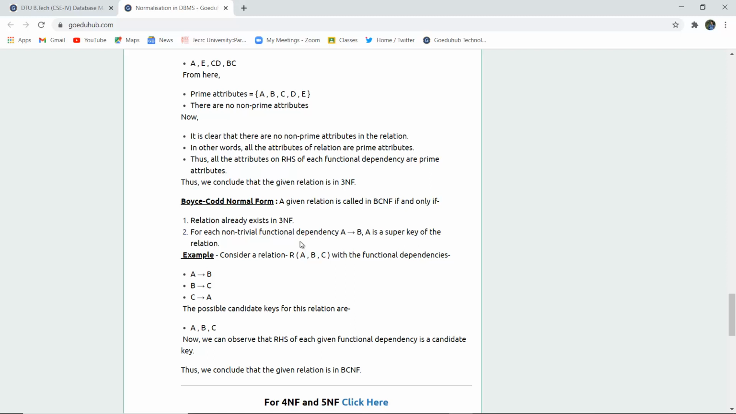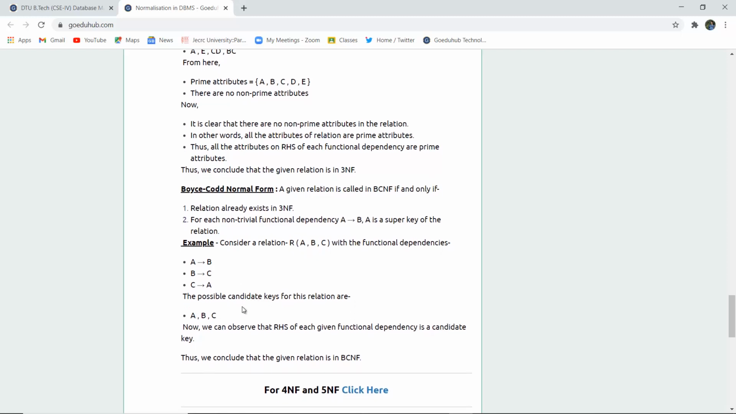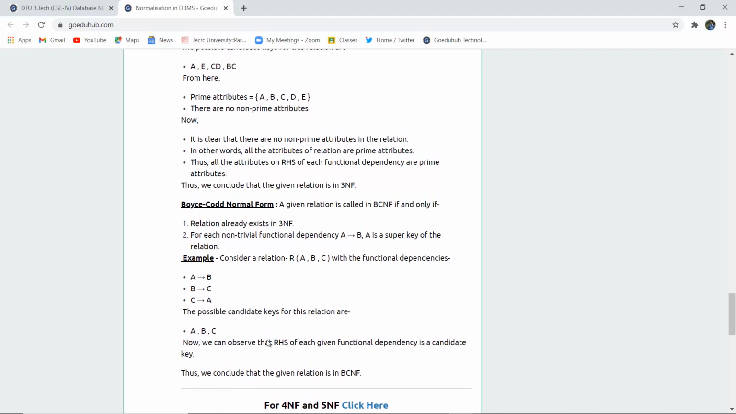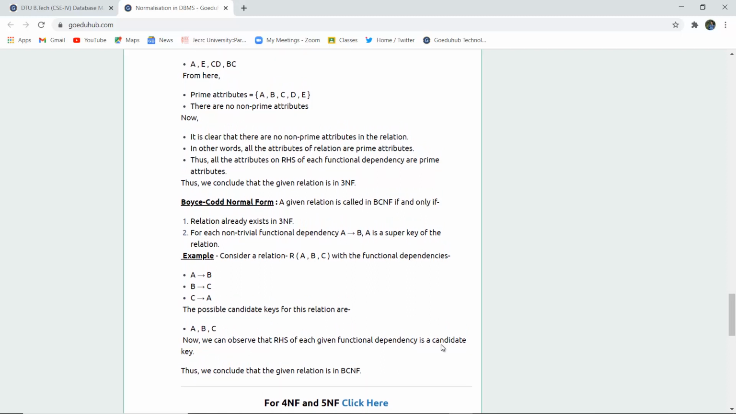Now, if I consider a relation with attributes A, B and C having the functional dependencies A to B, B to C, and C to A, then the possible candidate keys are A, B and C. We can observe that the LHS of each functional dependency is a candidate key. Thus we can conclude that it is in BCNF. This is because it already exists in 3NF, there are no non-prime attributes, all are prime, and each determinant is a candidate key.